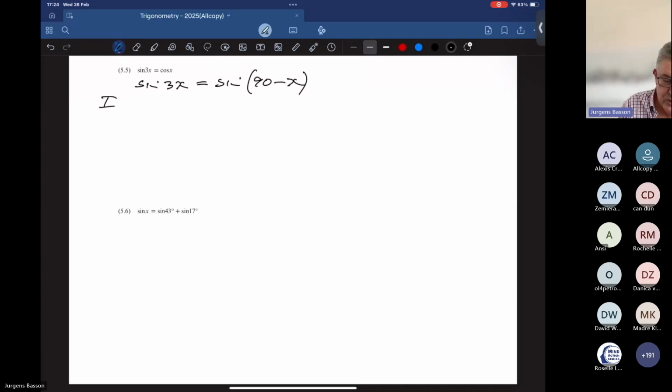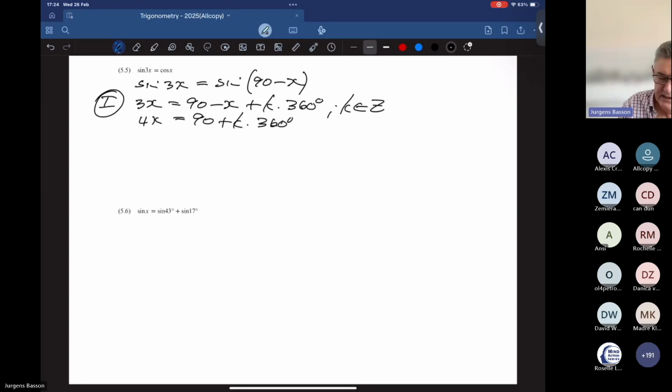So in the first quadrant, we will say 3x is equal to 90 minus x plus k times 360, k an element of z. Bring it across and I will get 4x is 90 plus k times 360. We divide by 4, we get x is 22.5 plus k times 90 degrees.